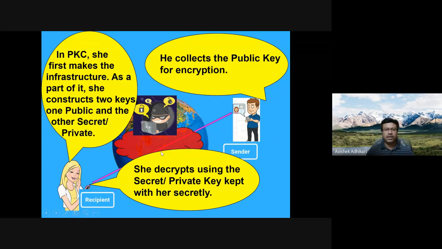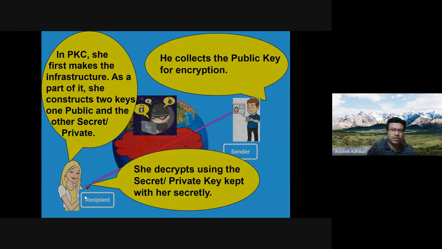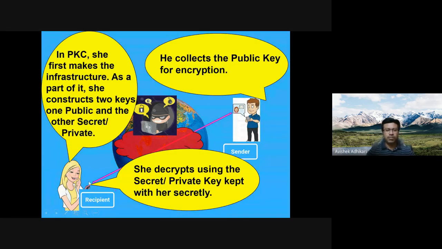That means the initiative should be taken by the person to whom somebody wants to send the message. This is called the infrastructure. The infrastructure must be made by this girl having two different keys. One key she is going to make public, another key she is keeping with her secretly. That is known as the secret key.